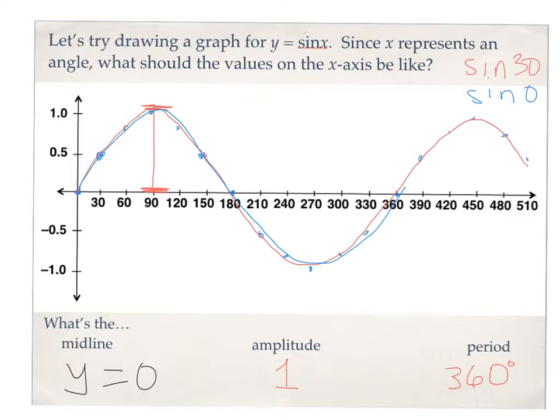Which actually, if you think about it, makes a lot of sense, because 360 degrees is a circle. So when we're looking at sine x, we're looking at the amount of time it takes to go in the whole circle. Okay, so it's 360 degrees. We consider that sort of like the basic period of just a simple periodic function. Okay, so this is what sine x looks like.